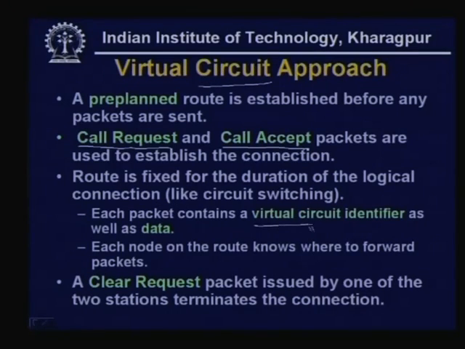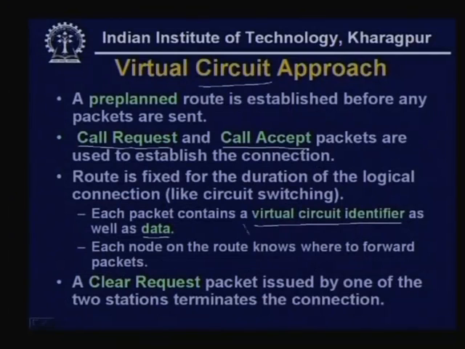And each packet contains a virtual circuit identifier as well as data. That means along with the data, a virtual circuit identifier is provided. That virtual circuit identifier is used to route the packet through the packet switch network, and each node on the route knows where to forward the packets. That means the node need not really do the routing, it only finds out, after receiving that virtual circuit identifier, in which direction to forward.